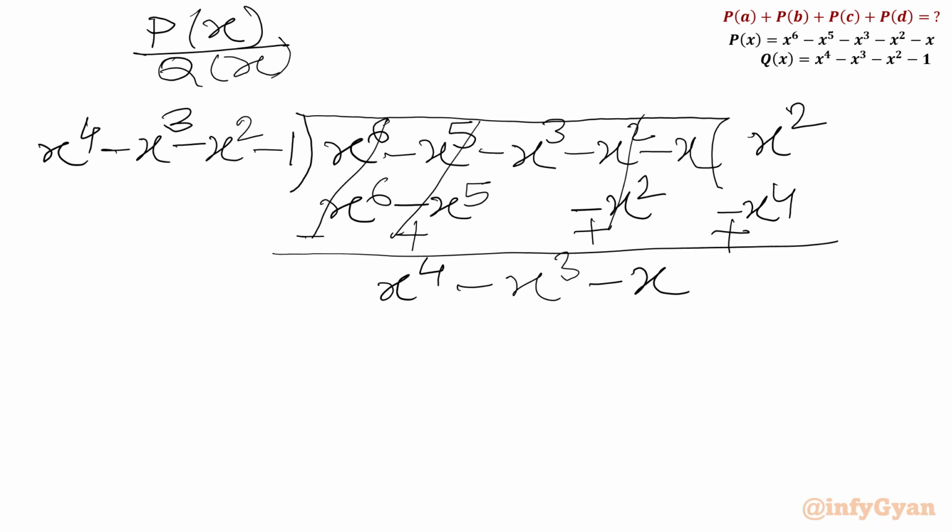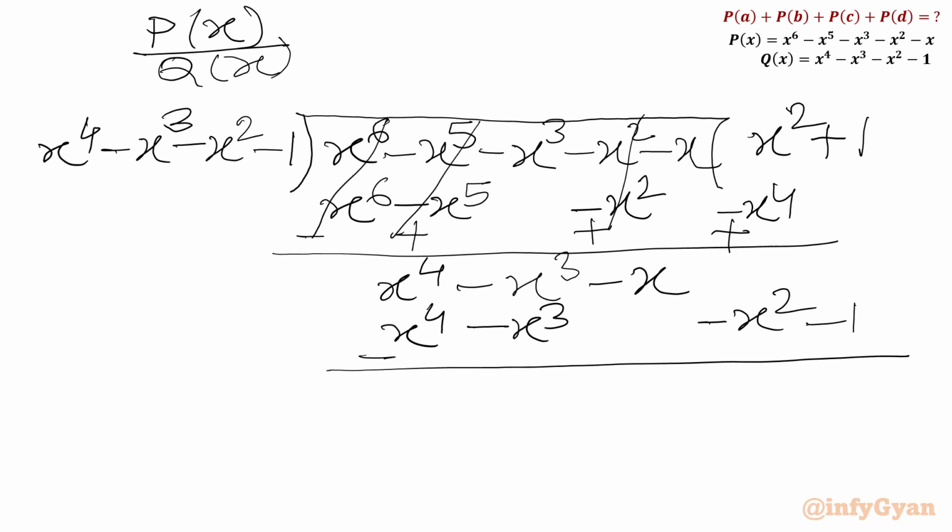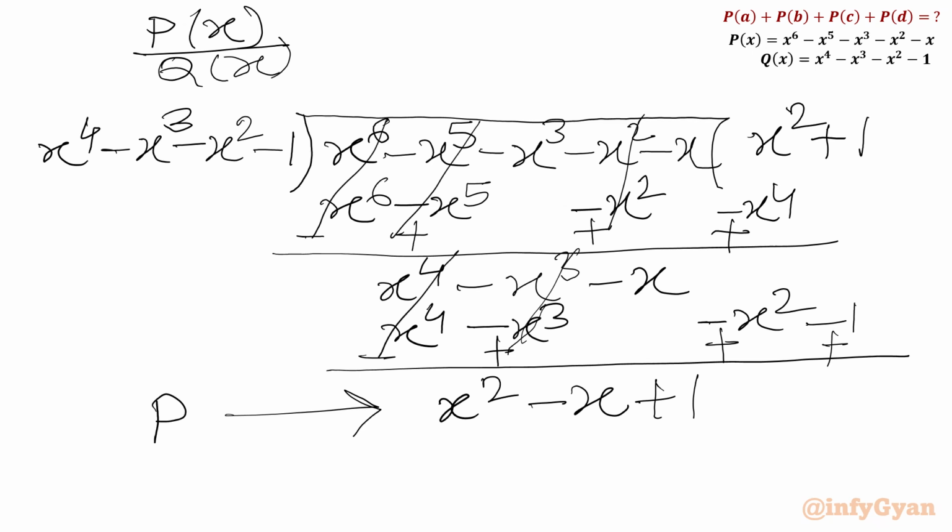Again the degree is the same. We will take 1 times. So x power 4 times 1 is x power 4, minus x cube times 1 is minus x cube, minus x square times 1 is minus x square, and minus 1 times 1 is minus 1. We will change the sign: minus, plus, plus, plus. These two terms will be over. We are going to write our remainder x square minus x plus 1. So here we have remainder r, and here we have quotient q.